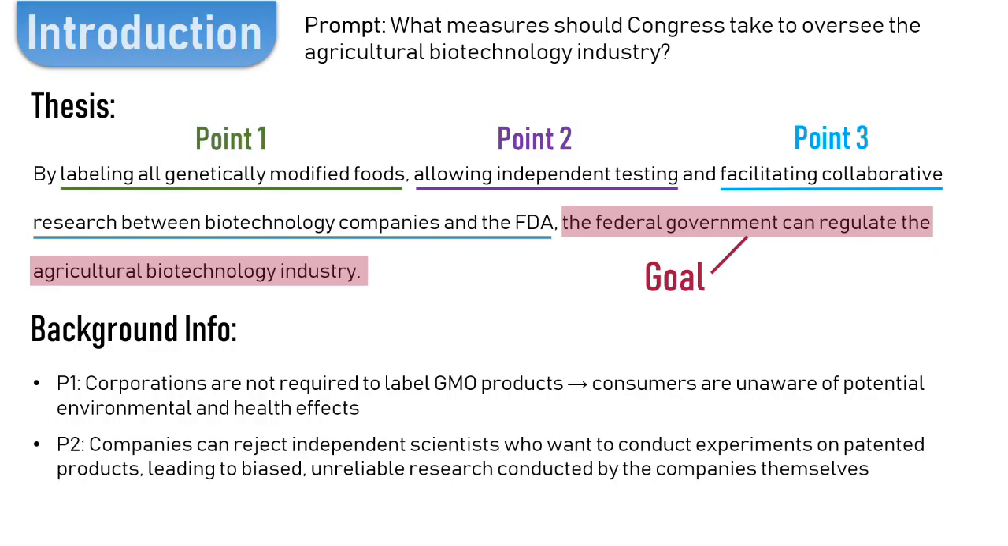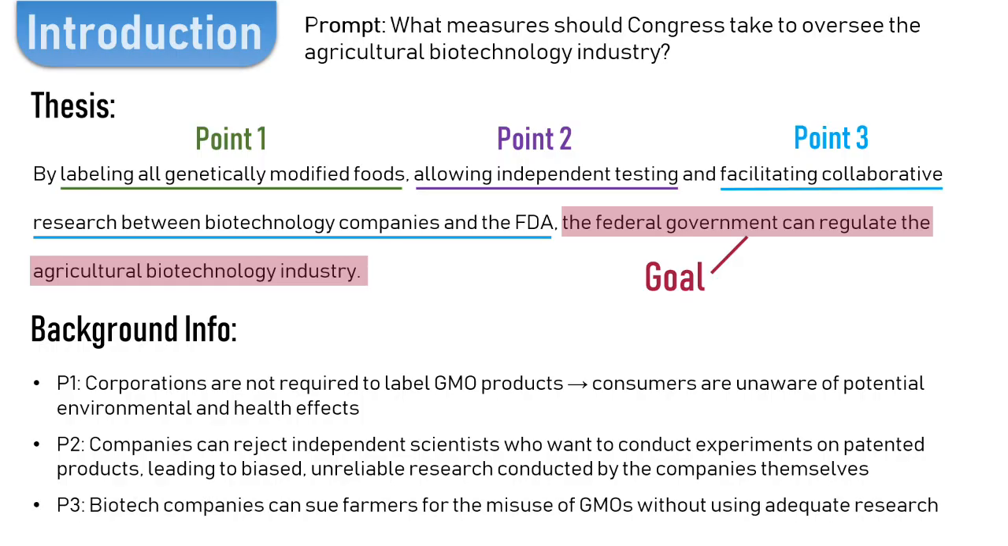And point 2 talks about allowing independent testing. So in my background information, I would elaborate on that, describing how currently companies can reject independent scientists who want to conduct experiments on patented products, leading to biased, unreliable research. And the same thing goes for point 3.